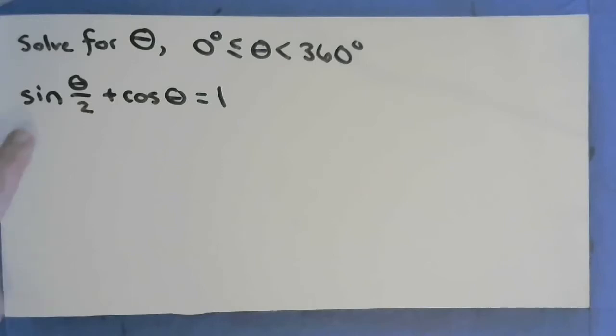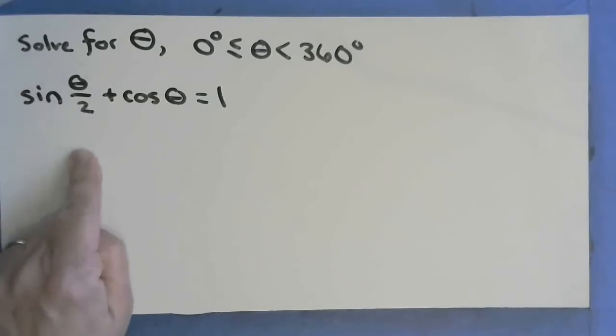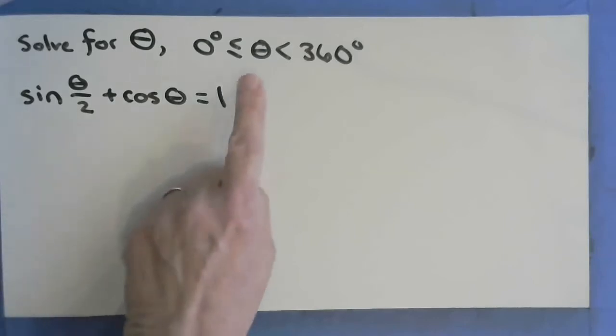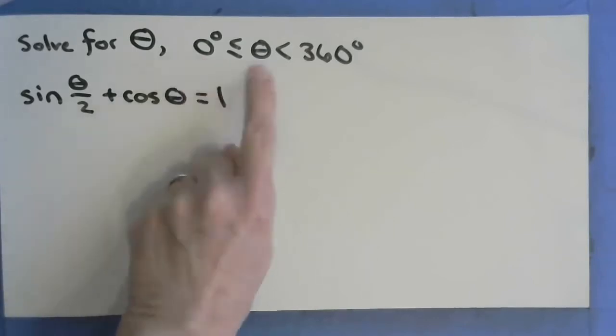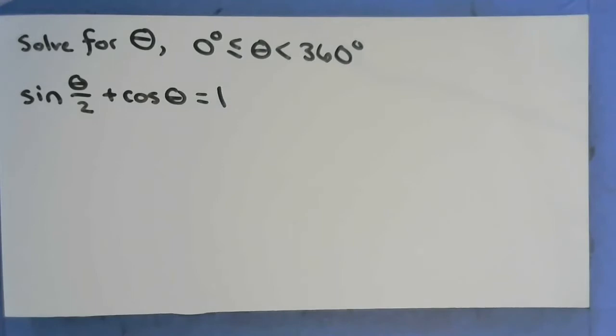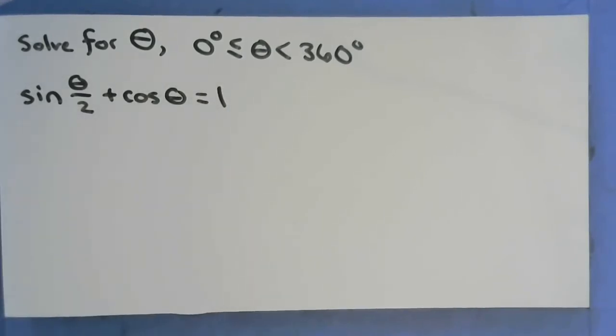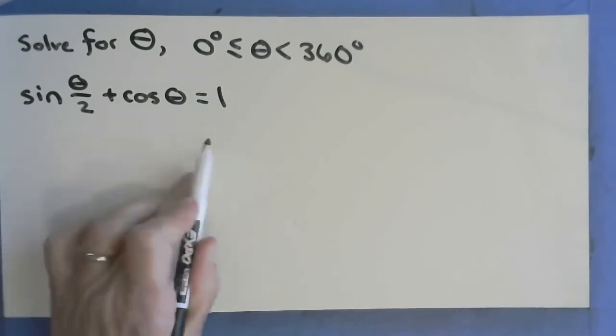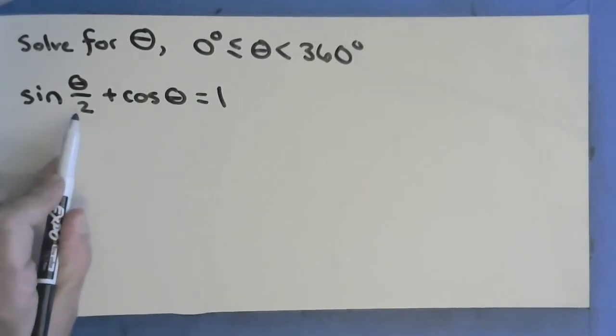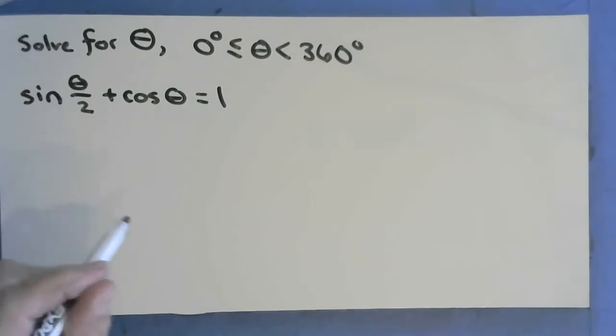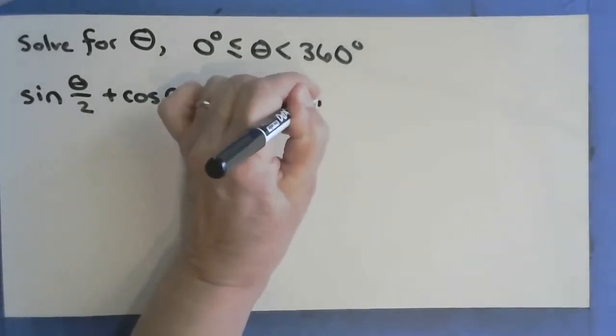We want to solve this equation for theta, and we're not asked to find all possible solutions, just the ones ranging from 0 degrees to 360 degrees. And notice this is equal and that's not. When I look at this equation, I see a half angle. So I recall the half angle formula.